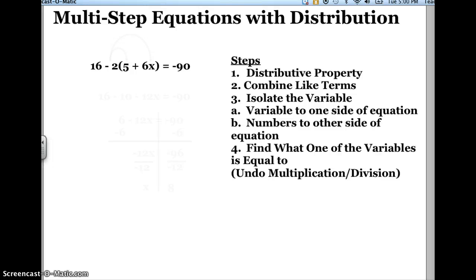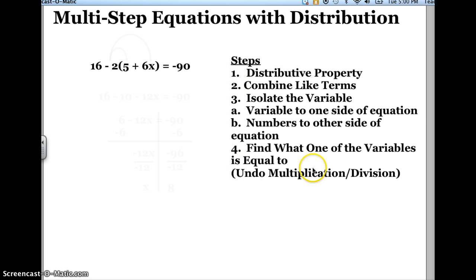Okay, Oak Rovers, this is going to be a video to help you solve a multi-step equation with the distributive property. Now, whenever I solve problems like this, I always go through a series of steps. And the steps I have listed over here on the right-hand side of the screen.